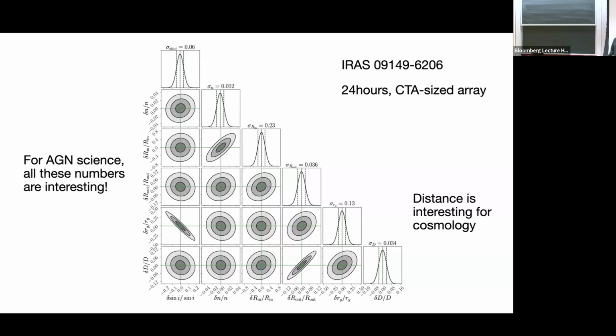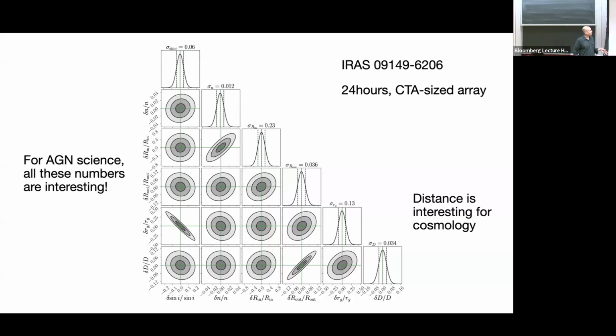And so for this fiducial observation, this example AGN, you measure the distance to like a few percent. One interesting thing here is that the error bars are dominated not by the error bars in the interferometry, but instead by the uncertainties that I assumed for the light curve.